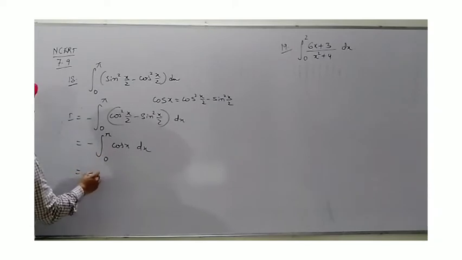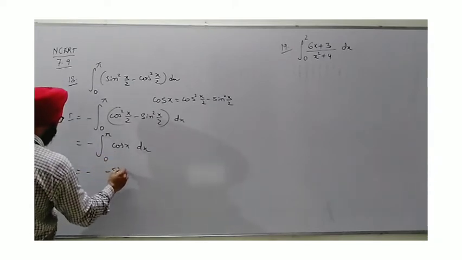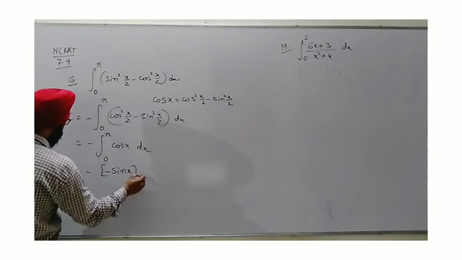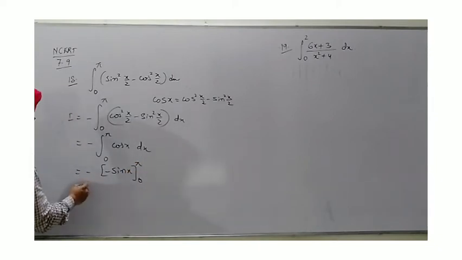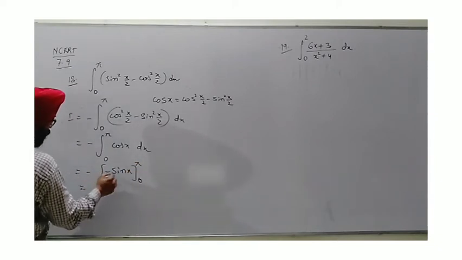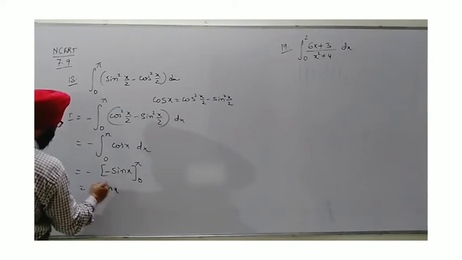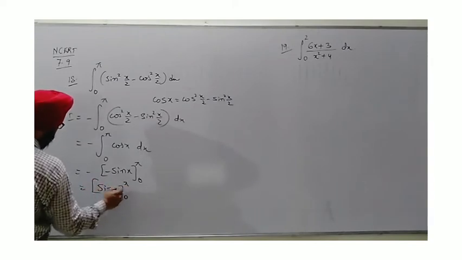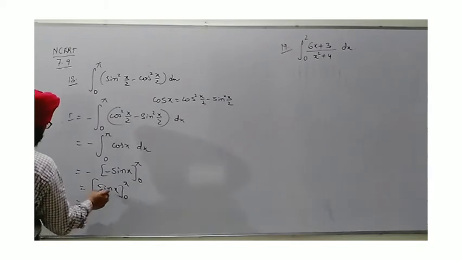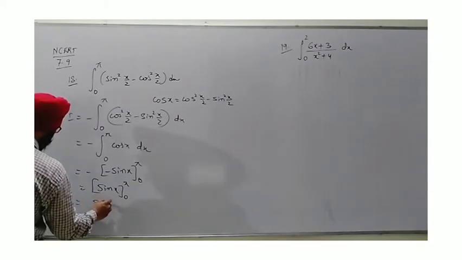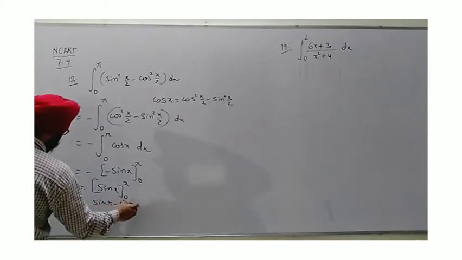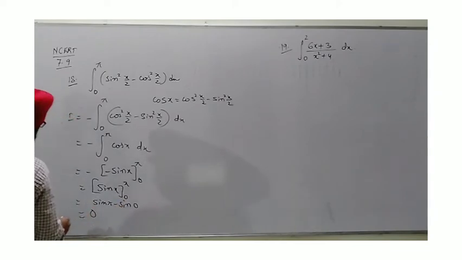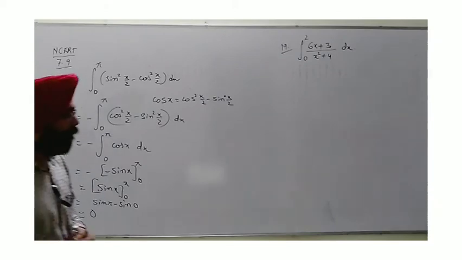Now cos x, as we know, is minus sine x, 0 to pi, making it more easier and convenient for us. You can write here sine x, from 0 to pi, and putting the values, we see that it's sine pi minus sine 0, and finally we get 0 here. This is question number 18. Next we will see question number 19.